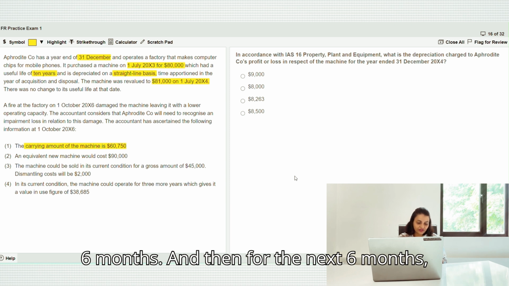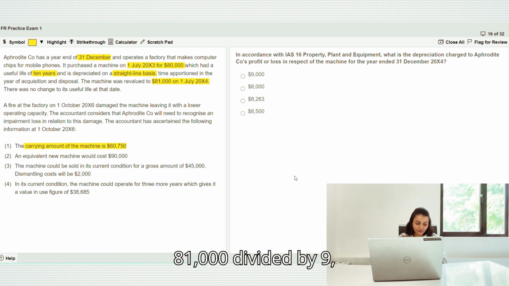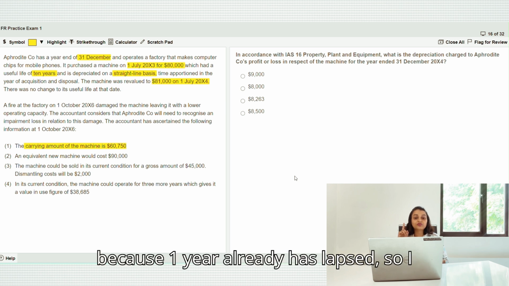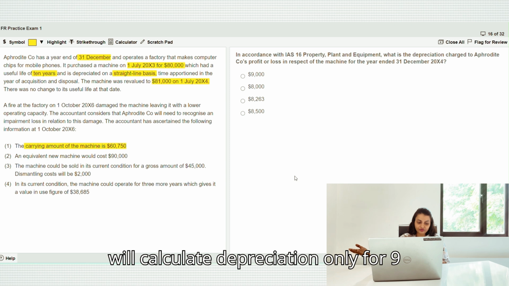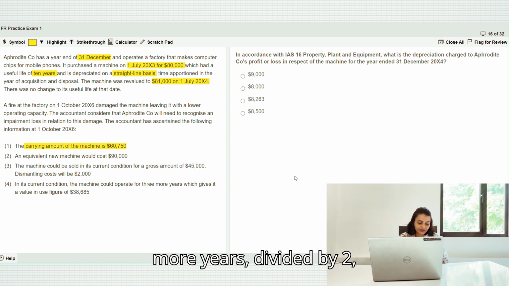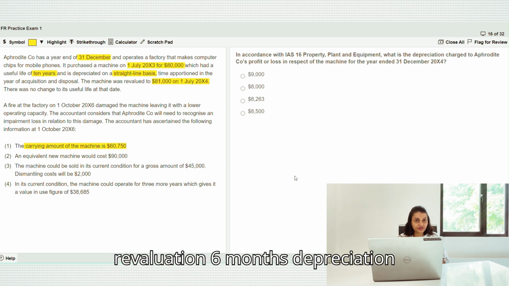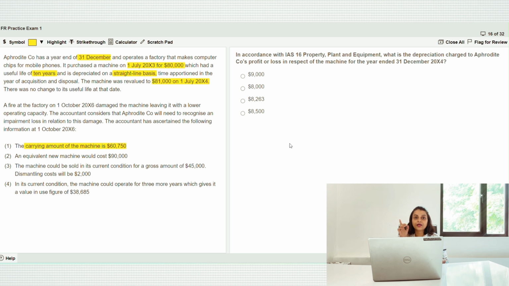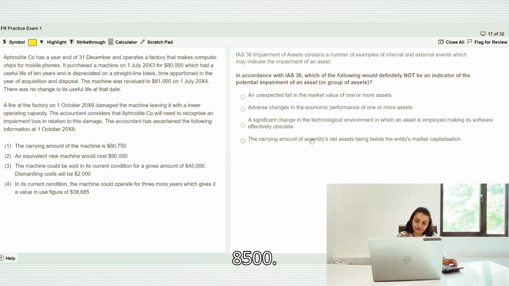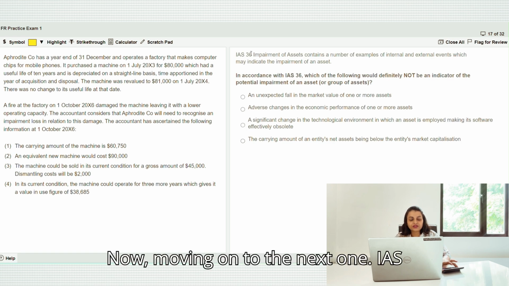And then for the next 6 months, 81,000 divided by 9 because 1 year already has lapsed. So I will calculate depreciation only for 9 more years divided by 2. 4,500 for post revaluation 6 months depreciation plus 4,000 pre revaluation. So my answer is 8,500. Now moving on to the next one.